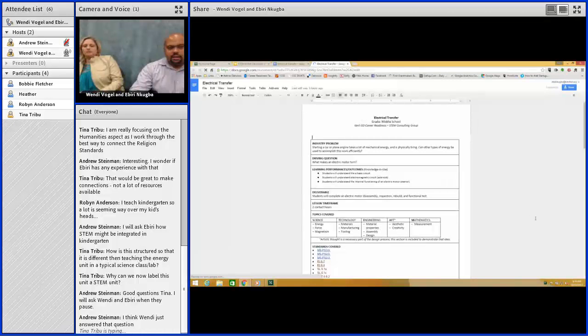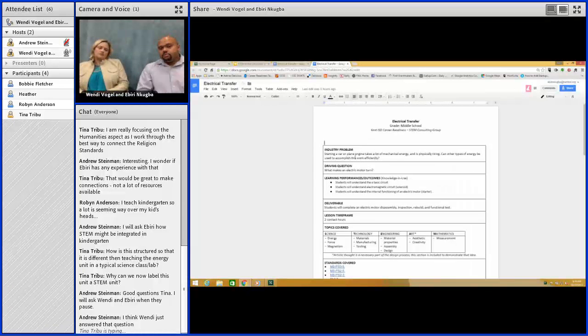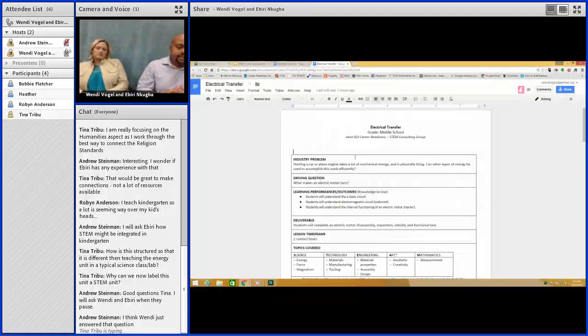So where we start with this type of material is with an industry problem. And again, if we're using science, technology, engineering, and math to solve a real-world industry-based problem, that's the piece we want the students to see. So here our industry problem was starting a car or a plane, or really any type of engine is going to take a lot of mechanical energy. And if you have to do it by hand, it's physically tiring. Can other types of energy be used to accomplish that work efficiently?